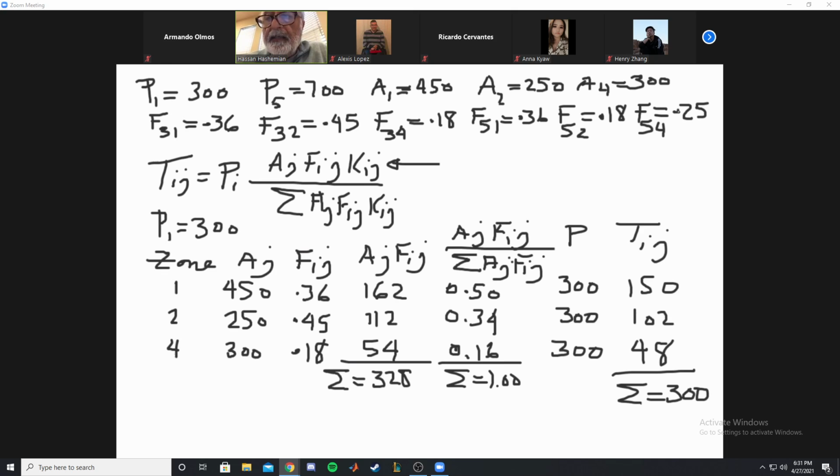If you do that, then you end up with these numbers. So you will have 0.36, it stays the same, 0.18, and 0.25. And the numbers will be 162, 45, and 75. And the total will be 282.